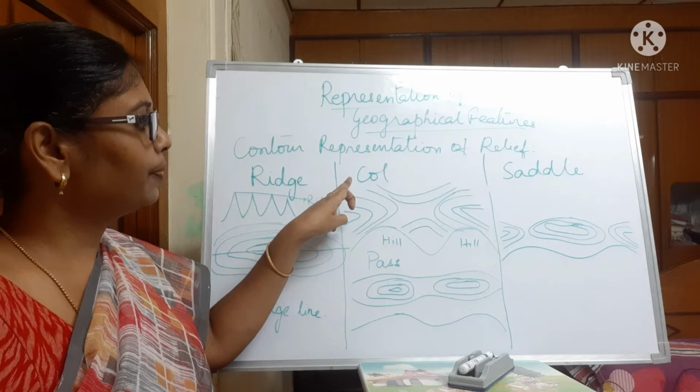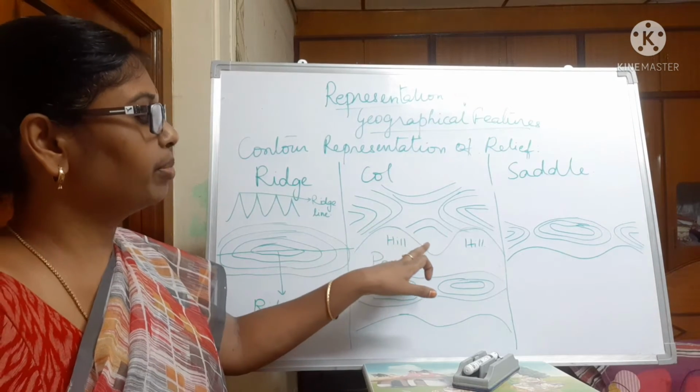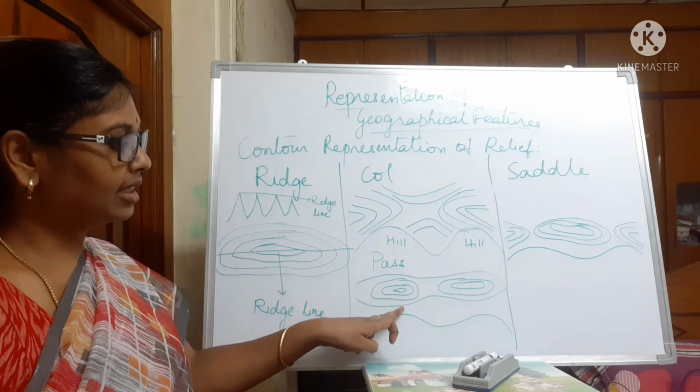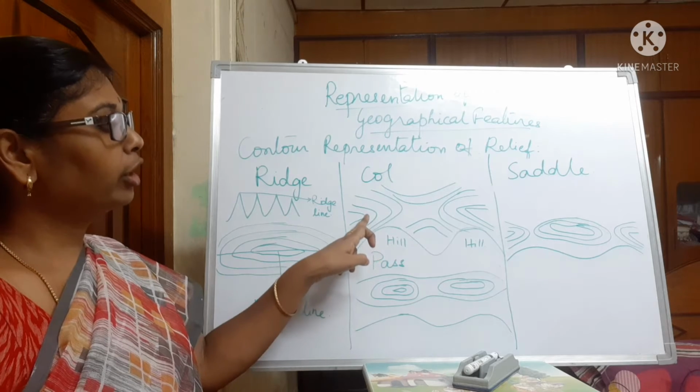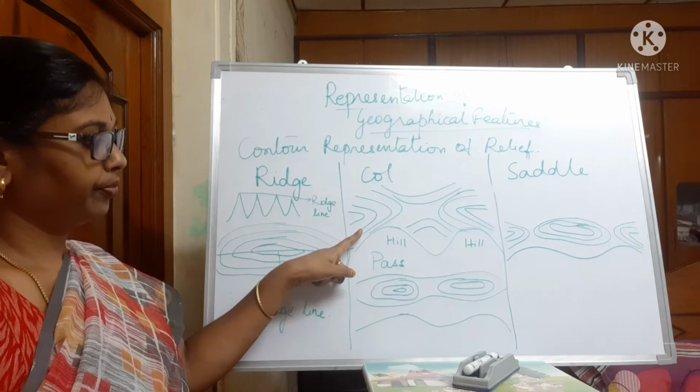Next one is a col. Col is a short steep sided depression on a ridge. Generally roads follow these depressions, and passes are built on cols. So this is the representation of a col.